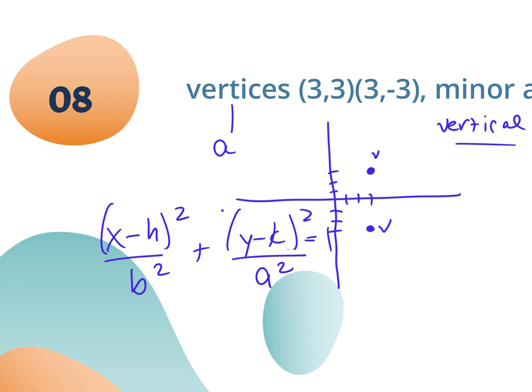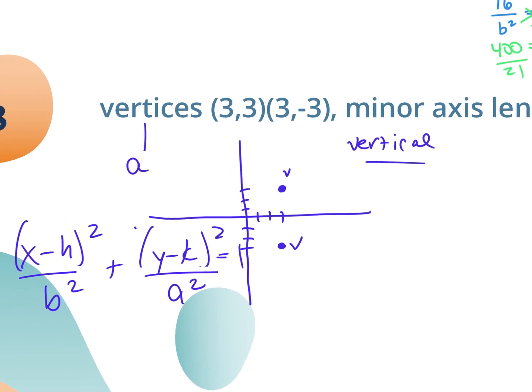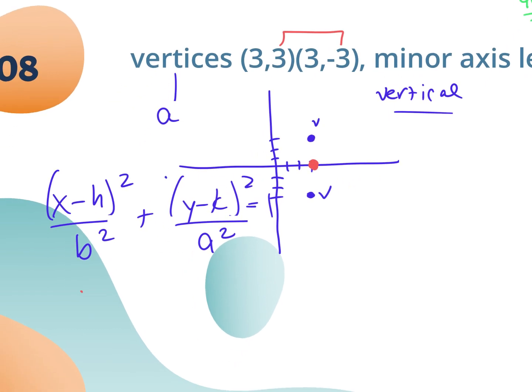Okay, so what do we need? How do I figure out my a value? We know. How do we know it? Because it's the y of one and the y of the other, and the difference here, right? How far is it from positive 3, guys, to negative 3? 6 spaces, right? So where is the center? It's at 3, 0. How did we just figure that out, guys? Your center is at 3, 0.